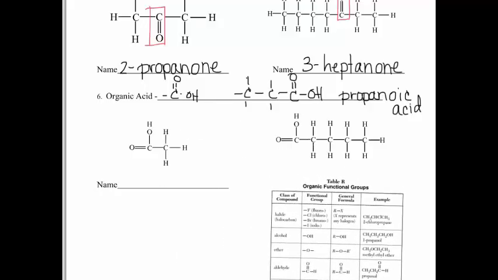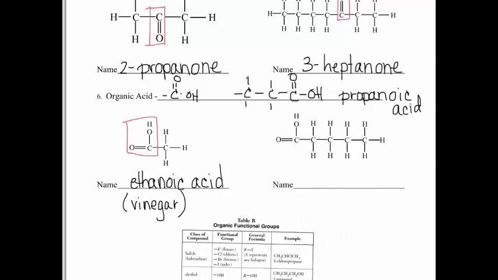Let's look at our examples here. I have a 2 carbon chain, and I can see I have an organic acid because of the C with a double bonded O and the OH on it. So we're going to name it based on the number of carbons. It's 2. So we would call this ethane, except we drop the E and add oic acid. Ethanoic acid. Actually, that's the acid in vinegar. Sometimes it's called acetic acid.